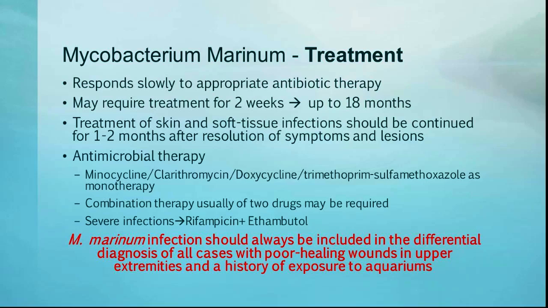It responds really slowly to antibiotic therapy, and you can require treatment from as little as 2 weeks up to 18 months. Some studies show that patients may need a prolonged course, like 3 to 4 months of therapy. In terms of the antibiotics you can use: minocycline, clarithromycin, doxycycline, Bactrim as monotherapy. If they have really severe infections, usually you use rifampicin along with ethambutol.